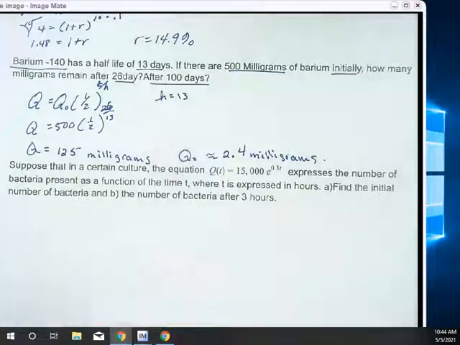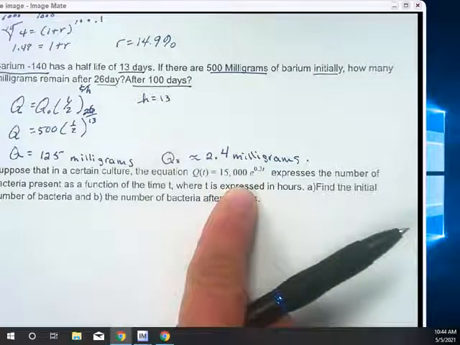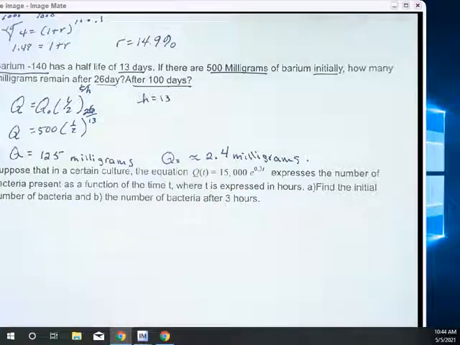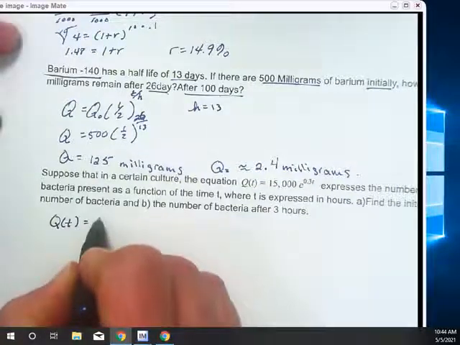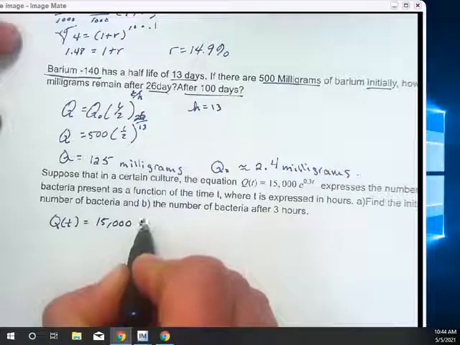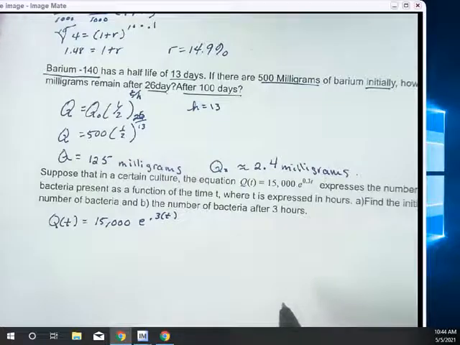Suppose that in a certain culture, the equation is 15,000 E raised to the 0.3 T. It expresses the number of bacteria present as a function of time. We want to find the initial number of bacteria. Initial means time when. What does initial mean to you? The starting point. When time is what number? Time zero. Yeah, at time zero.